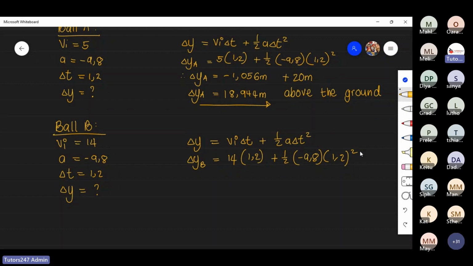From here, all you need to do is put the entire right-hand side into your calculator, and you should then end up with the height above the ground of ball B as 9.744 meters.